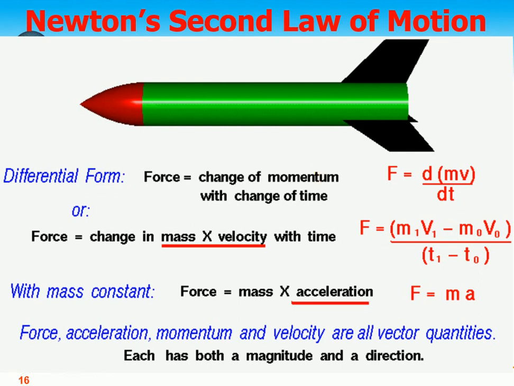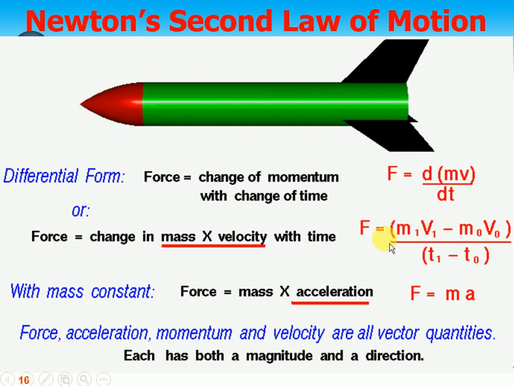Newton's second law of motion says if a force is applied on a body, it will produce acceleration in the body. That acceleration is directly proportional to the applied force and inversely proportional to the mass. In simple differential form, it's the change of momentum, d(mv)/dt. The rate of change of momentum is also called force, or F is equal to ma, or I can also write F is equal to (m1 v1 minus m0 v0) over (t1 minus t0).